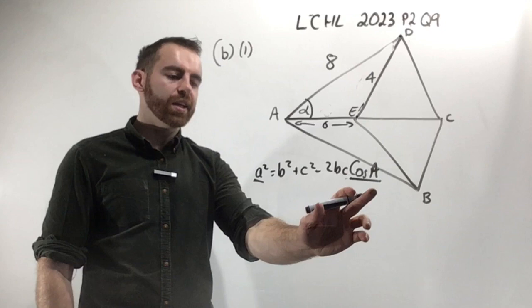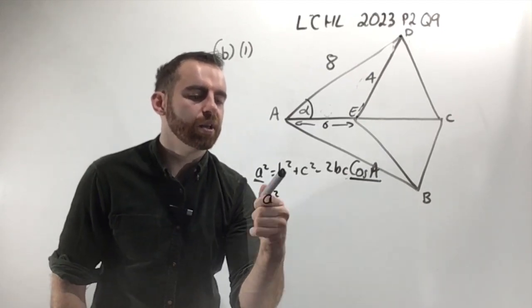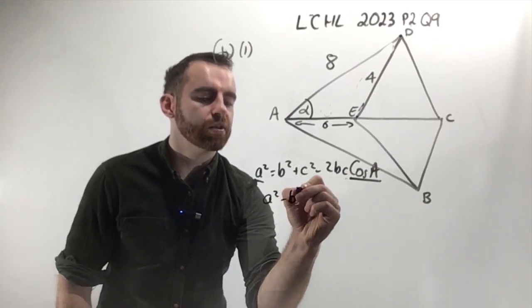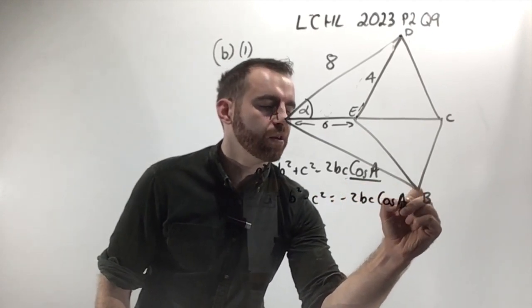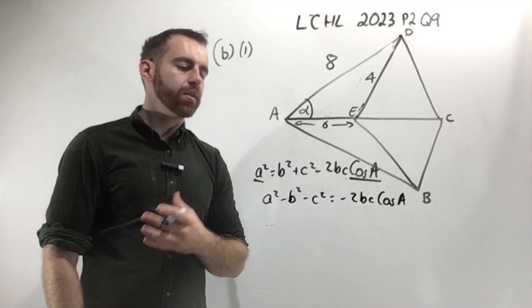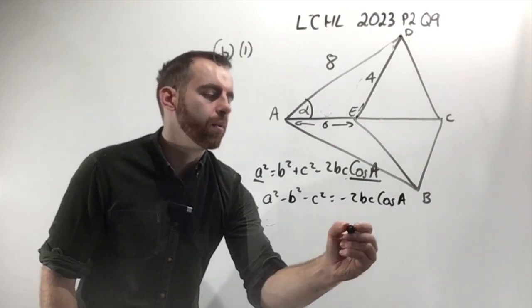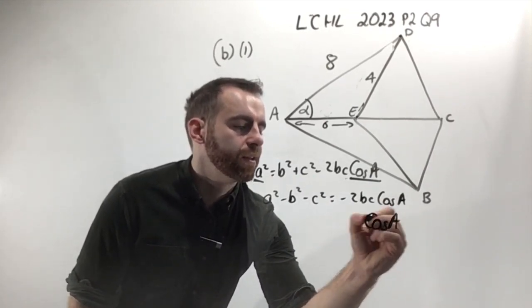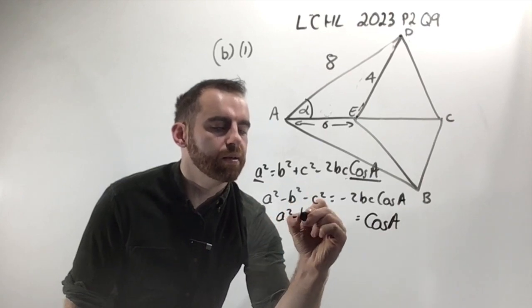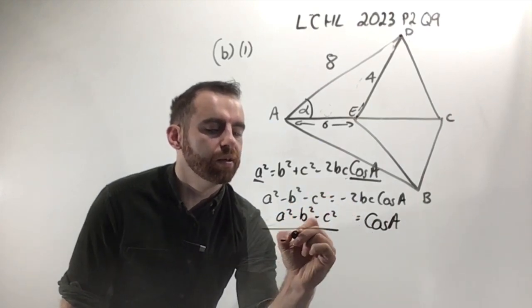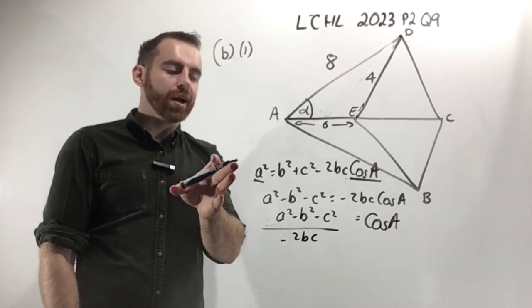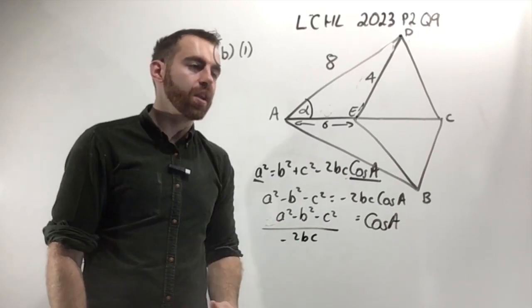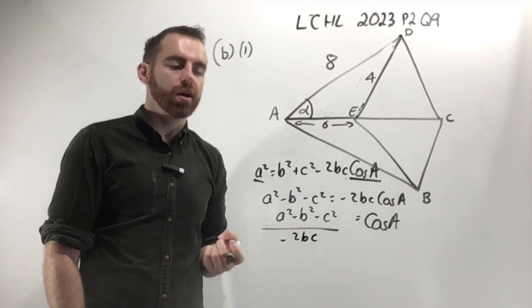If I'm trying to isolate cos A, the first thing I'd do is bring the b squared and the c squared to the other side. So just bring them across and leave the complicated term at the end on this side. Now we're just going to divide both sides by minus 2bc, and we get that cos A is equal to a squared minus b squared minus c squared over minus 2bc. Basically, you've just taken the formula in your maths tables and rejigged it so that now we can answer this question in just one line.